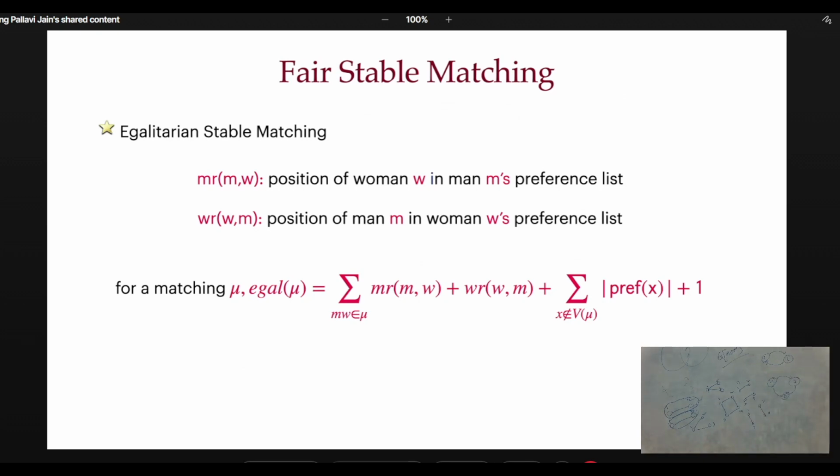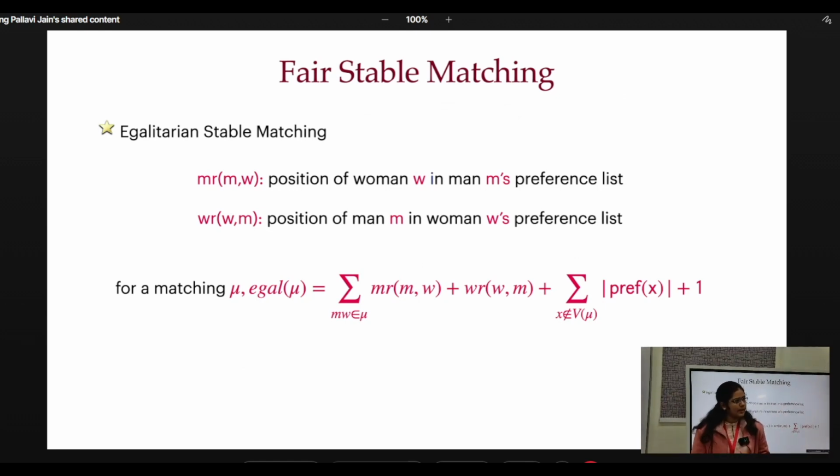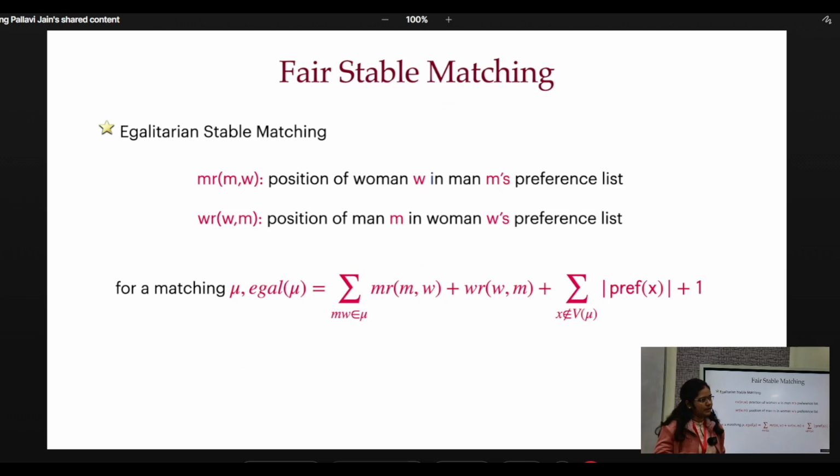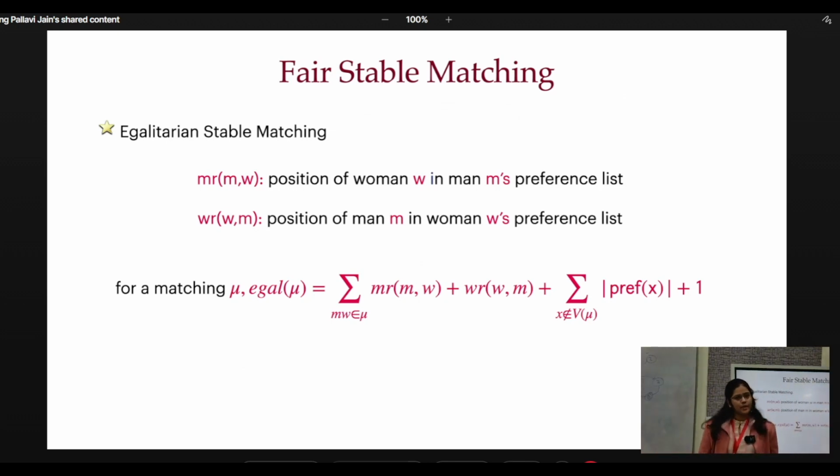This notation is for the preference list, so it should be a bracket here: preference list plus 1. What is the plus 1 for? It's not about a constant. Let X be an unmatched person. If X were matched with the last preferred agent in the preference list, then the ranking would be the size of the list. We want to ignore that because X is unmatched, so plus 1. This plus 1 is also inside the summation.